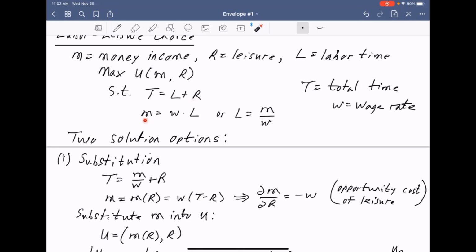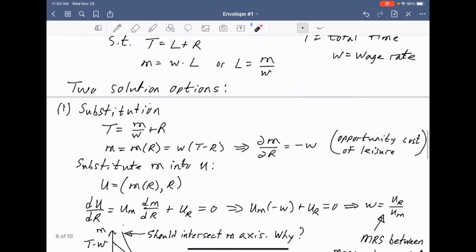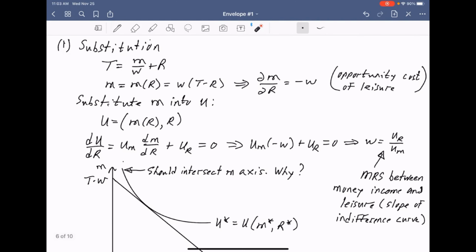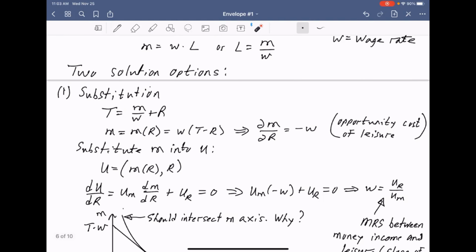And we have a constraint that the amount of income that we have available is equal to the wage rate times the amount of time we spend on labor. And from that we know that labor is equal to M over the wage rate. So there are two ways that we can solve this particular problem. One is through substitution. So we start with T is equal to M over W plus R. Where does that come from? Well, it's labor, which is M over W, plus R.